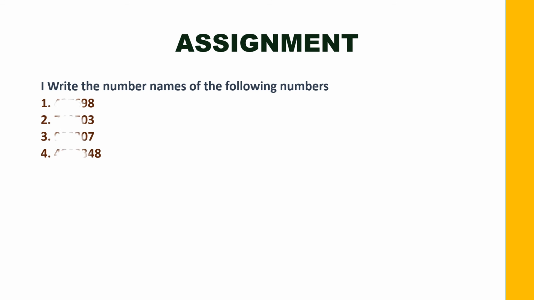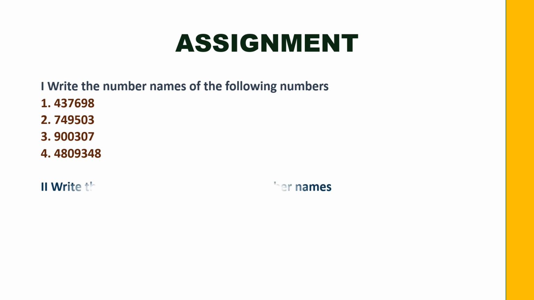Assignment for today. First question, write the number names of the following numbers. First number, 437698. Second number, 749503. Third number, 900307. Fourth number, 489348.